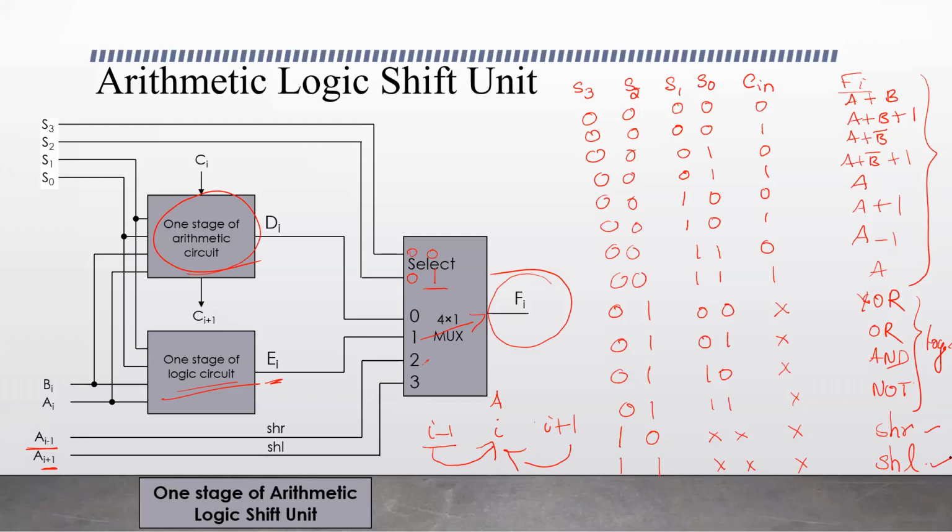This way, this arithmetic logic and shift unit combines all the arithmetic, logic and shift micro operations. Micro operations means the elementary or basic operations. By combining these micro operations, we can implement a complex operation. Any complex operation can be divided into small units, and those are micro operations. So this circuit is used to perform these micro operations.